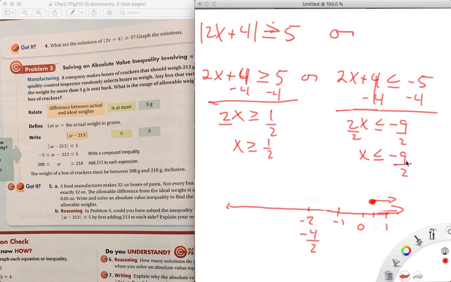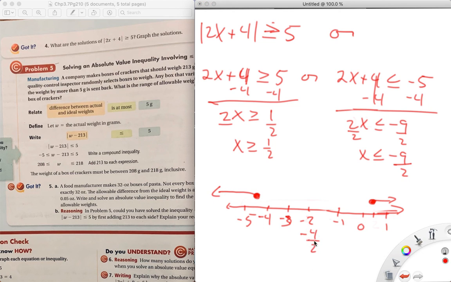Negative 9 halves is negative 4.5. So negative 3, negative 4, negative 5. If I'm adding 5 halves to go to 1 half, I'm going to subtract 5 halves, and that's going to give me negative 9 halves, which is 4.5 below zero. So it'll be a closed circle here and going that way. A little funky with fractions.